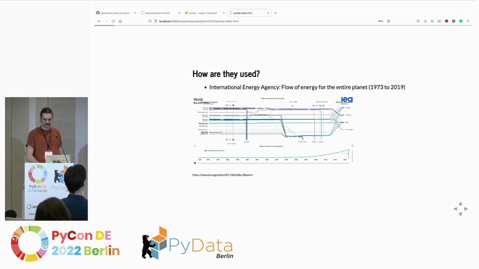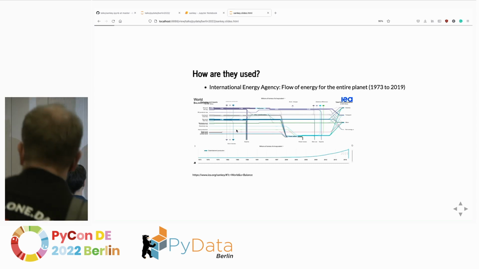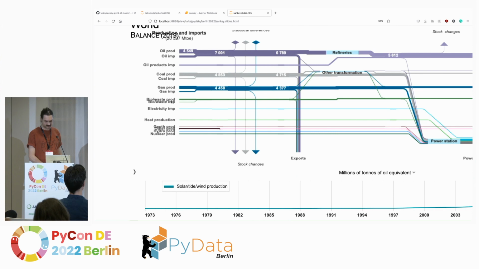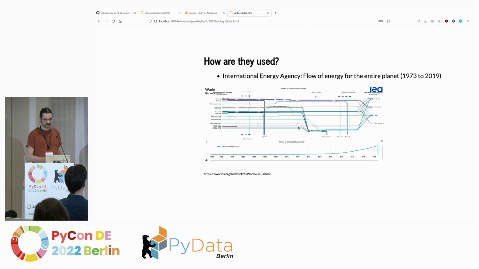Nowadays you see it much more often with energy flows. I have two examples here. The International Energy Agency shows this energy flow of the entire planet. When we zoom in, you can see some different energy sources, and you have some steps here with production, import and export. You can filter that by year, so it's interesting to see how that changed over the years.